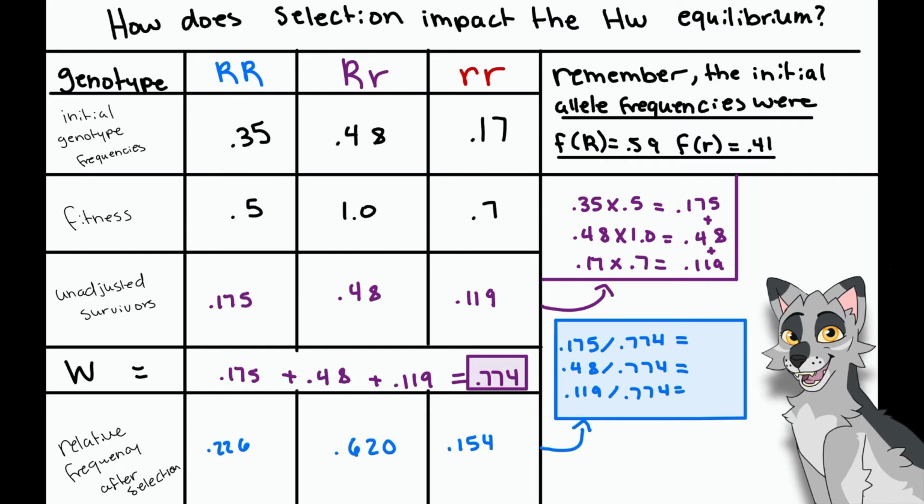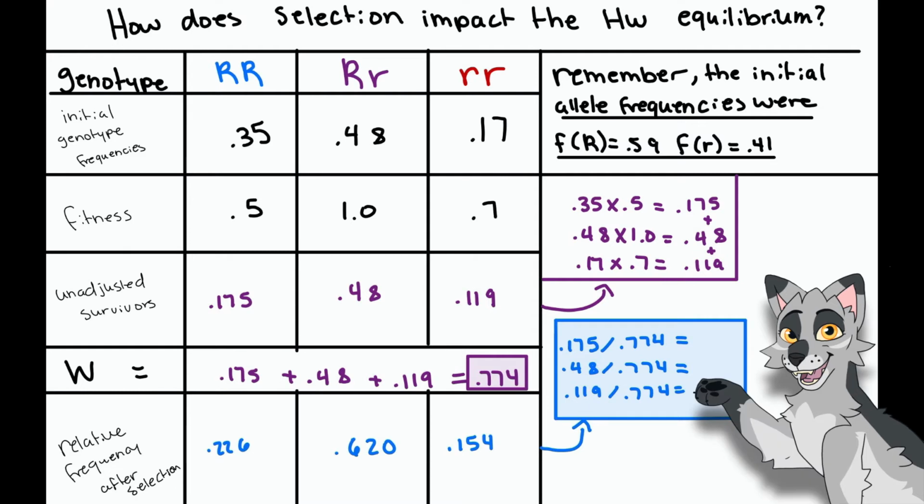For calculating our unadjusted survivors, we just multiply our initial frequency by that genotype's fitness level. You can see our values in the chart. To find our average fitness, aka W, we just add up all of our unadjusted survivors, and in this case we get 0.774. Finally, to get our adjusted frequencies that show off selection, we take our unadjusted survivors and divide by our average fitness. So for red parrots, we take 0.119 and divide it by 0.774 to get our new frequency of 0.154. We get 0.62 for purple parrots and 0.226 for blue parrots.